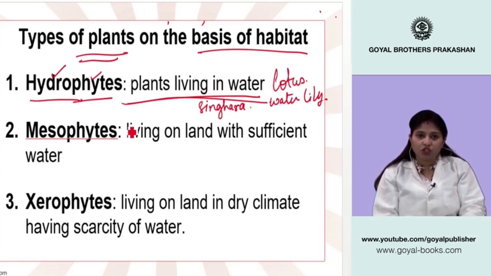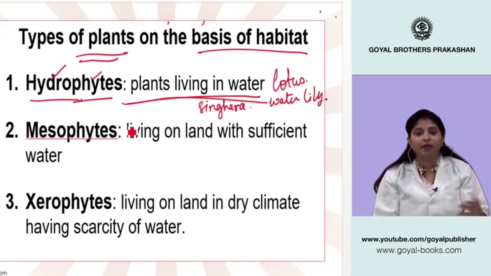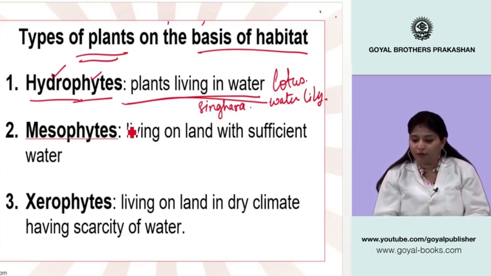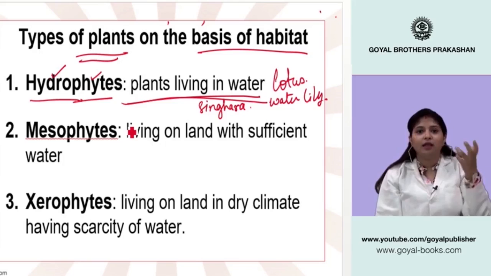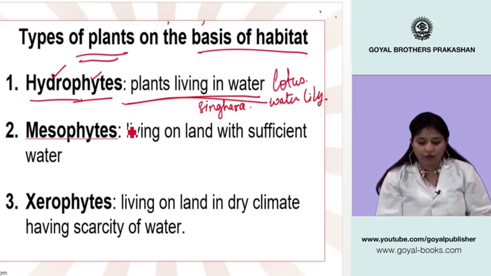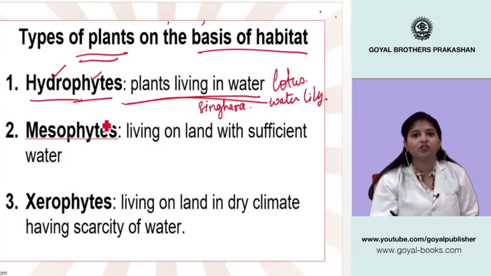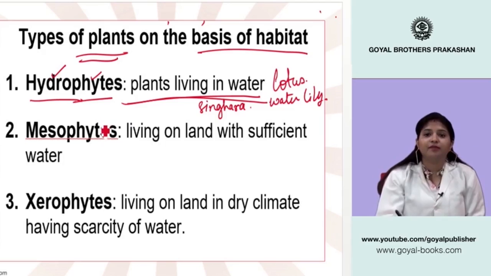They can be submerged completely, like hydrilla, the completely submerged plant that we usually see, whereas some part of the plant can be above the water. For example, in the lotus we can see some of the leaves and the flower above the surface of the water, right? So in this way we have plants which are hydrophytes, that means they are the aquatic plants.